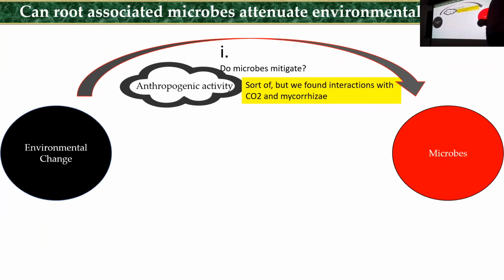Okay, so back to the overarching theme of my research agenda. Do microbes mitigate? Sort of. We saw that CO2 depressed biomass while mycorrhizae improved it, but we say sort of because there was an interaction, and it may be due to the milkweed life history. As you saw, when you were a K strategist, a non-weedy species, your interaction with mycorrhizae and CO2 was different than when you were weedy.